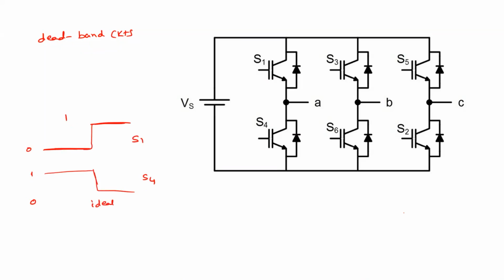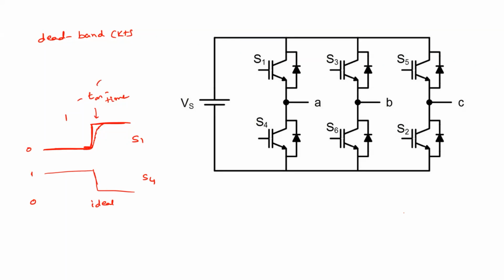But practically, the switching is not instantaneous. It has, for example, a turn on time, which has two terms: the delay time and the rise time. Similarly, for turn off you have two things: the delay time and the fall time. If this is the ideal transition, practically it will be something like this. It consists of the delay time and the rise time, and this entire thing is the turn on time.